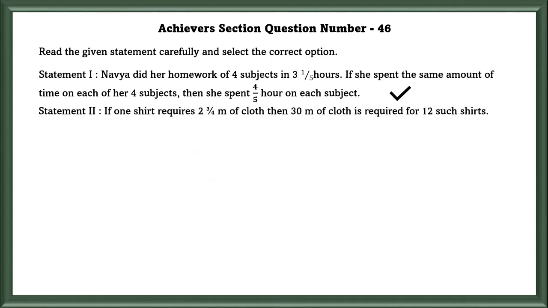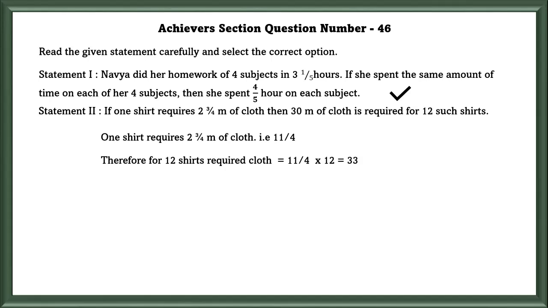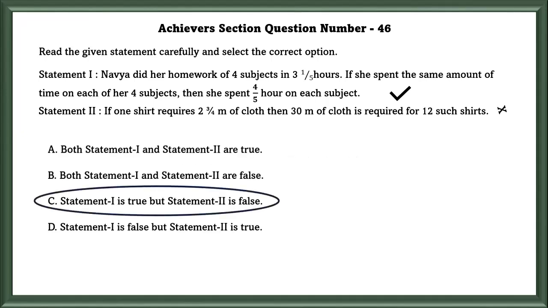Statement 2. If one shirt requires 2 3/4 meter of cloth, then 30 meter of cloth is required for 12 such shirts. One shirt requires 2 3/4 meter of cloth, that is 11/4 meter. Therefore, for 12 shirts, we have to multiply. So 11/4 into 12, which is equal to 33 meters. But in the question, they have given as 30 meter of cloth is required. So this statement is hence wrong. So our answer C, statement 1 is true, but statement 2 is false, is the correct option.